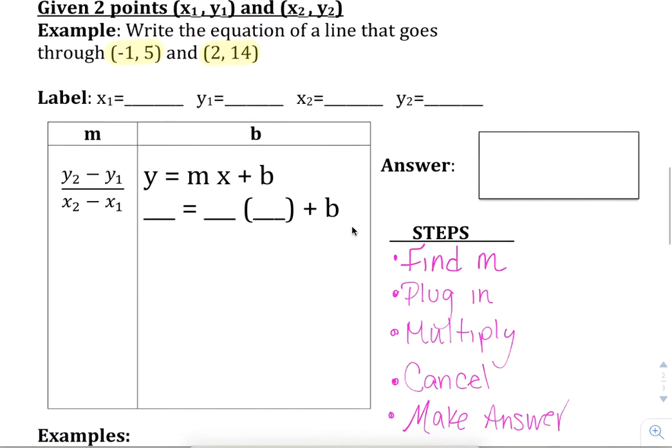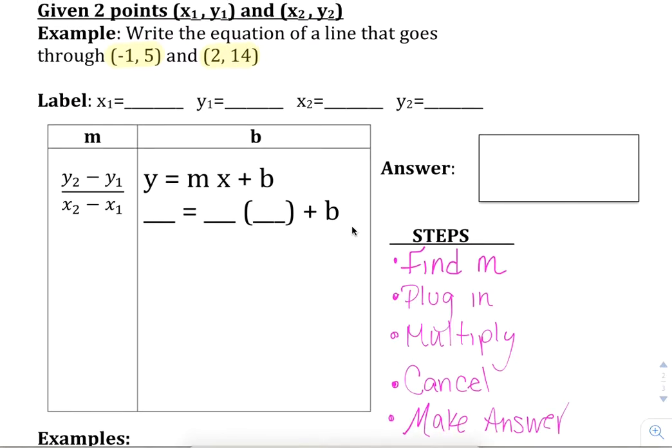All right, so the last kind of problem that we're going to talk about is how to write an equation when you don't have m or b. You have 2 points. So we've already talked about how to find slope from 2 points, and we've already talked about how to find b using slope and a point. So we're going to kind of put all that together. All right, let's label what we have. My first point, my x1, y1, that's (-1, 5), the x is -1, and 5 is the y. In my second point, 2 is my x, and 14 is my y.